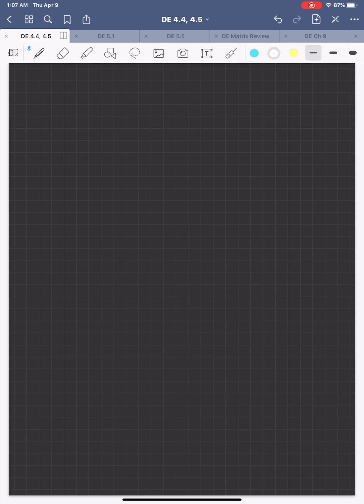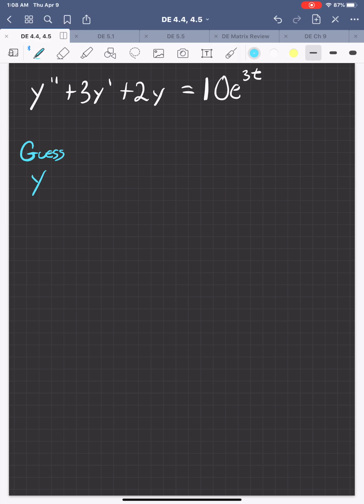All right, so in this example, we're going to have y double prime plus 3y prime plus 2y. Let's see what it's equal to. Well, it's equal to 10e to the 3t. All right. So the game right now is to take a guess of the form of y.